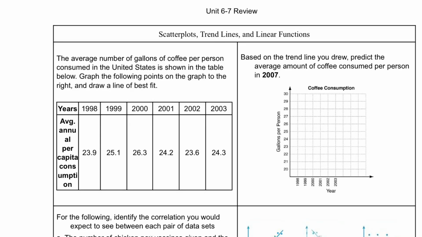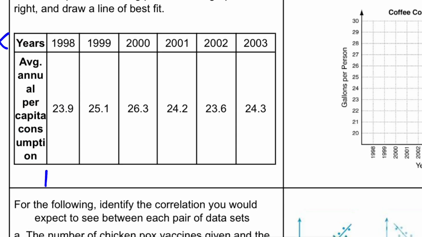First skill for the Unit 6 through 7 review is a scatter plot. So what we do is we take some real life data, like in this graph, and we're going to plot these. Here, the years is like our x value, and the average annual per capita consumption is our y value. You can think of this as like a coordinate 1998, comma 23.9.